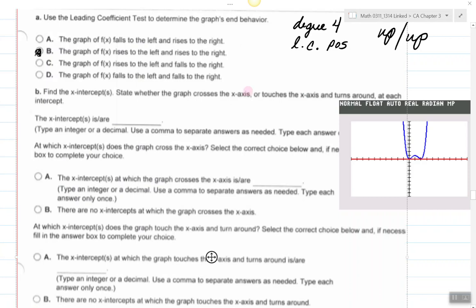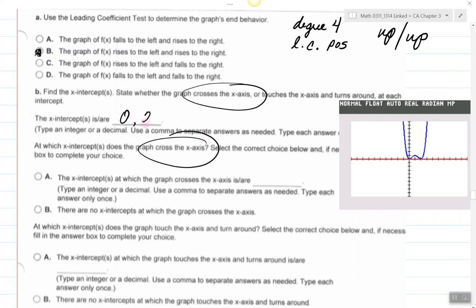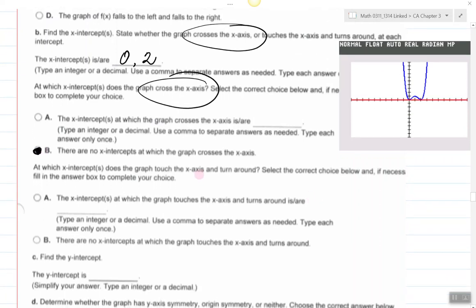The x-intercepts that cross, none of them cross, I'm sorry, on this one. On the x-intercept, state whether it crosses, all right, crossing, well, the x-intercepts occur only at 0 and at 2. The ones that cross, there are none. This never passes through the x-axis. The ones that touch and turn around, that's both of them, 0 and 2.